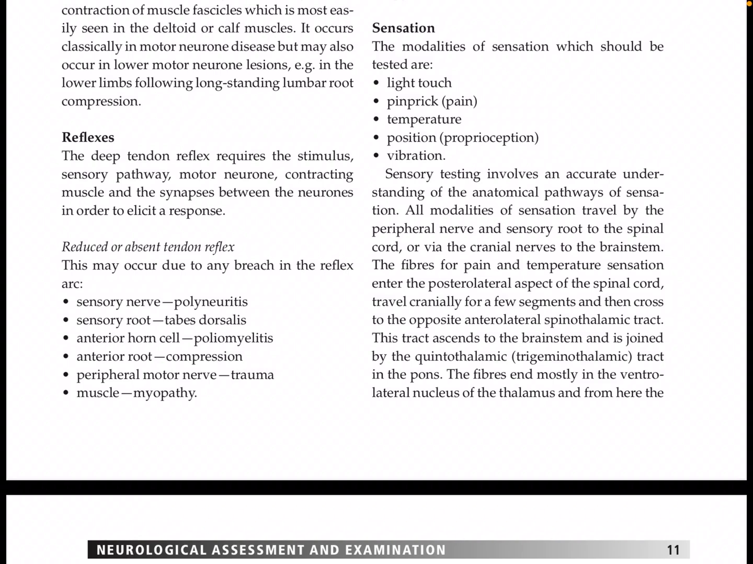Reflexes. The deep tendon reflexes require the stimulus, sensory pathway, motor neuron, contracting muscle, and the synapses between the neurons in order to elicit a response.